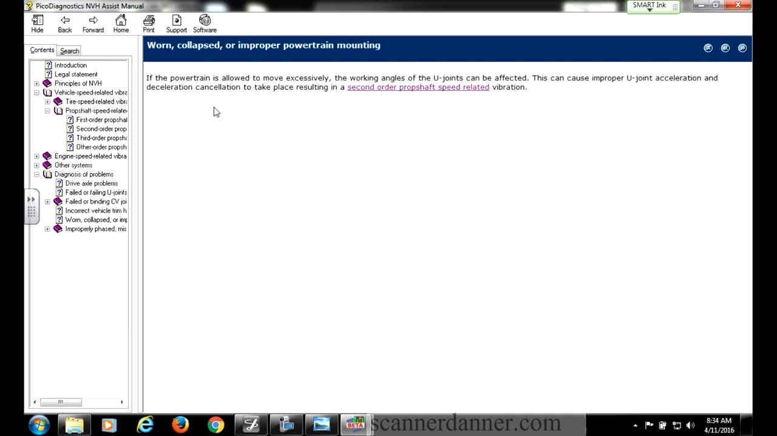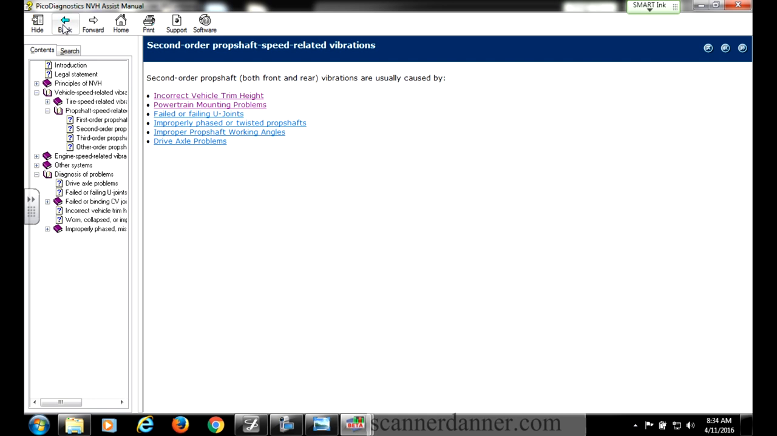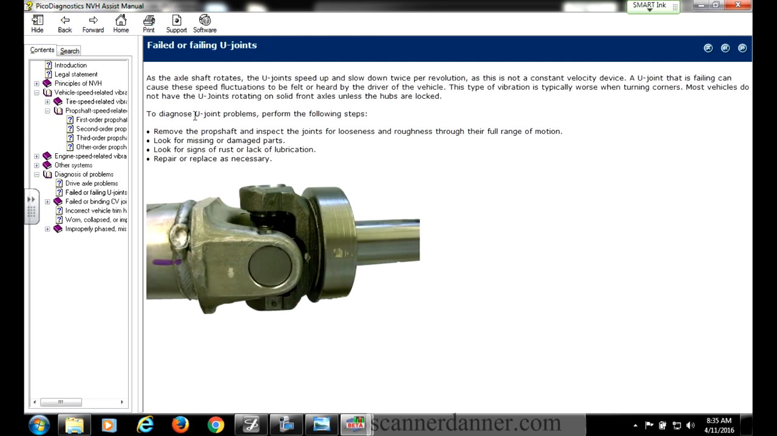So powertrain mounting. If the powertrain is allowed to move excessively, the working angles of the U-joints change. So again, it's mentioning U-joints, isn't it? Yeah. This can cause improper U-joint accel and decel cancellation. So again, U-joint. You see how maybe this is actually altering my thought process here. We're thinking, if that is in fact a P2 vibration, I guess a P1 pinion bearing wouldn't be, I guess it still could be though, two vibrations per rotation. You understand P2, that's what that is.